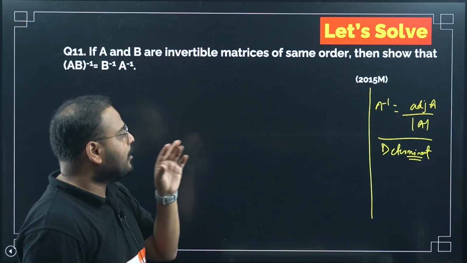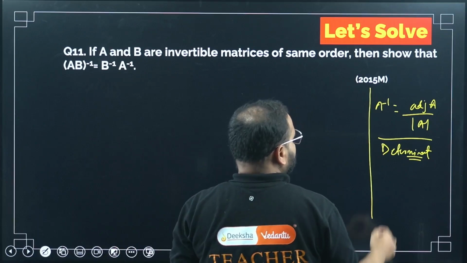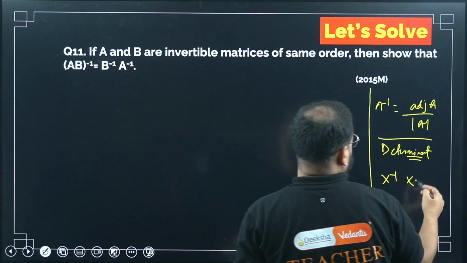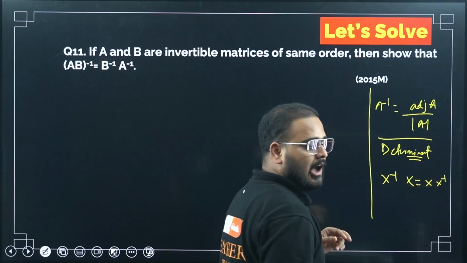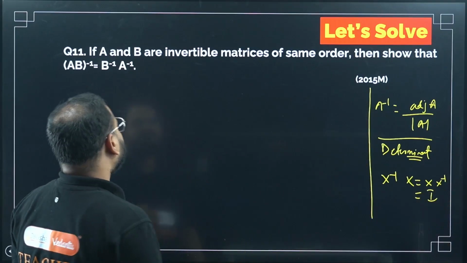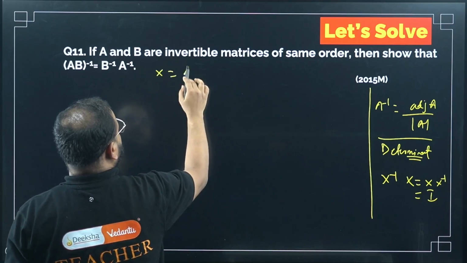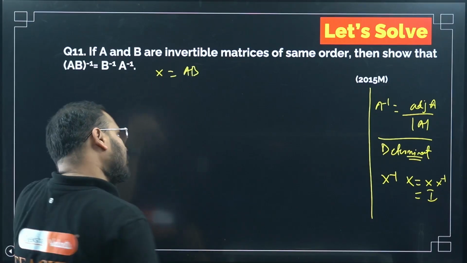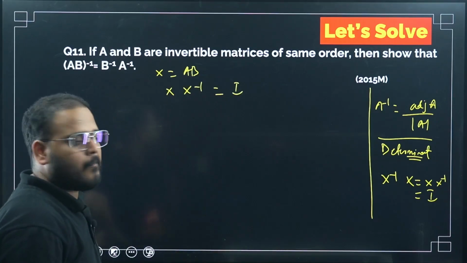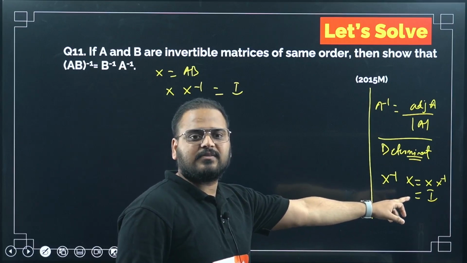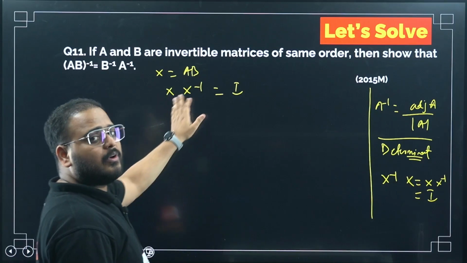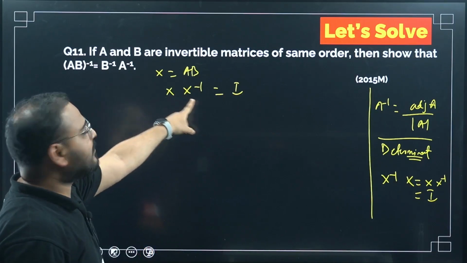But right now, we know one thing about inverse. What is this one thing? That if I'm writing X inverse times X, or X times X inverse, how much is that? Simply identity matrix of the same order. So if I take X equals AB, then look at this. X times X inverse will be what? I. Yes or no? That's the definition. A matrix multiplied by its inverse will be equal to the identity matrix. So X times X inverse is I.